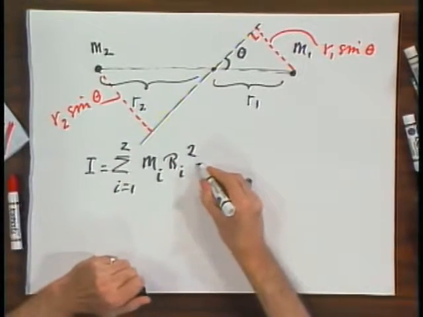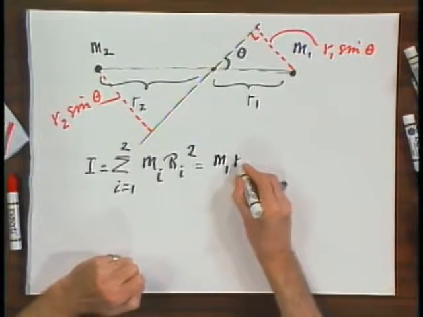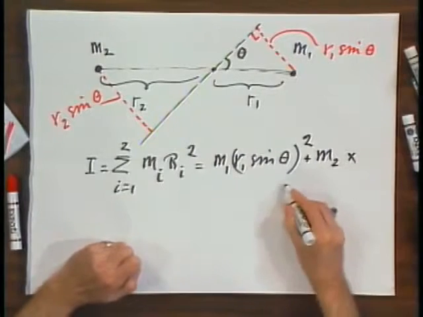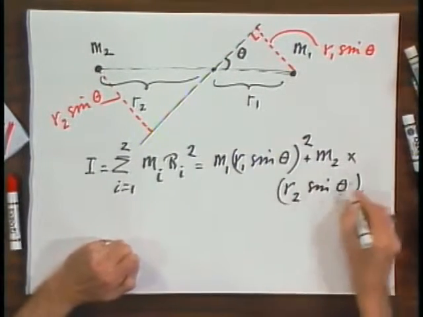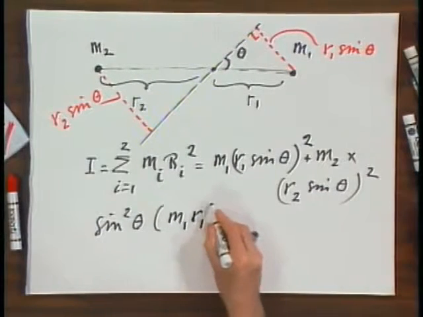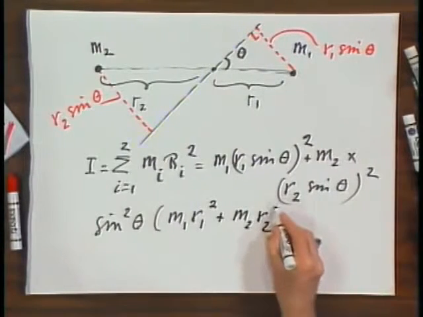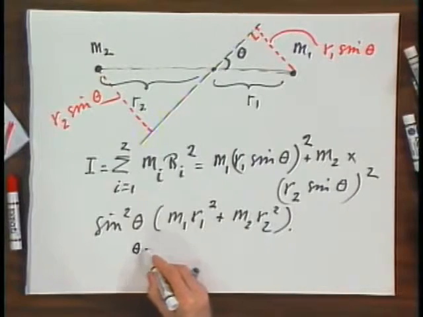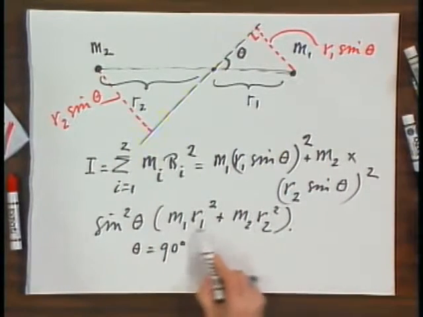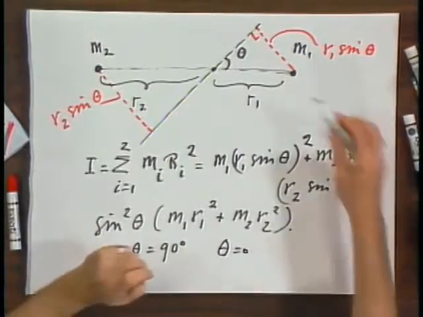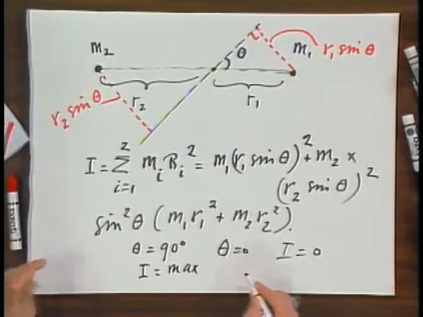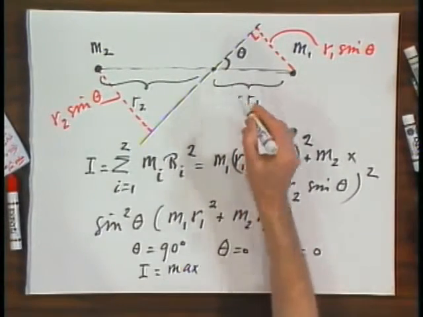So now the moment of inertia becomes m1 times (r1 sine theta) squared plus m2 times (r2 sine theta) squared. So I could write down that it is sine squared theta times (m1 r1 squared plus m2 r2 squared). And you can see immediately that when theta equals 90 degrees, that means when the axis is perpendicular to the line that connects them, then you have a maximum. We already derived that. But when theta equals 0, the axis is like this, then the moment of inertia equals 0. And here the moment of inertia is the maximum value possible. So it very much depends on the geometry.